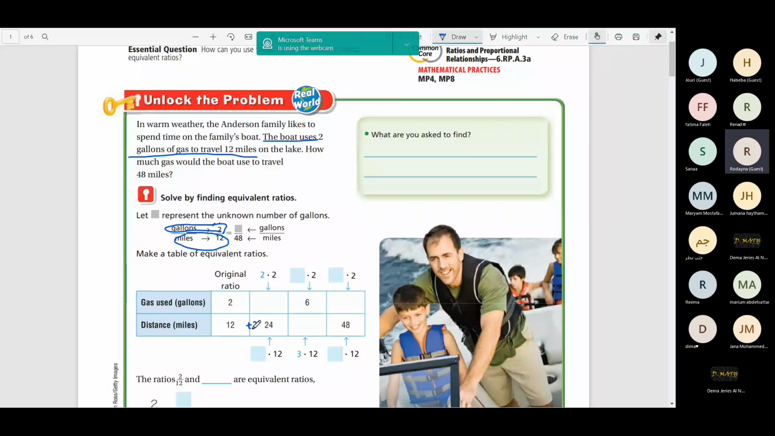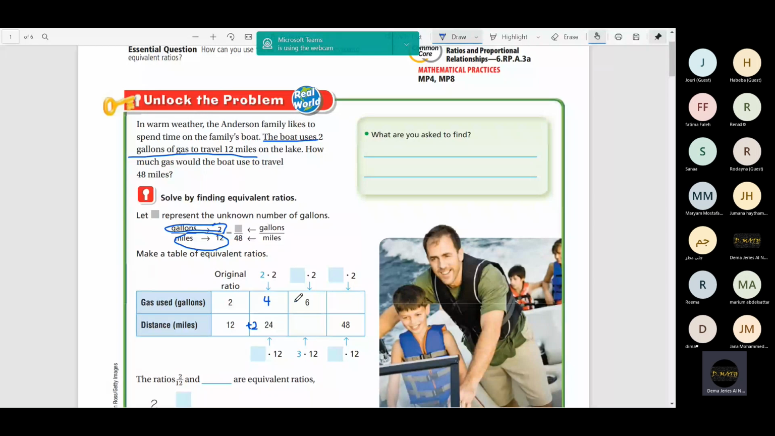We multiply by 2. By 2. Bravo. Now then, 12 by 2, it's what? 24. And 2 times 2? 4. Bravo. Now with 12 you get 2, by 4 you get 24.